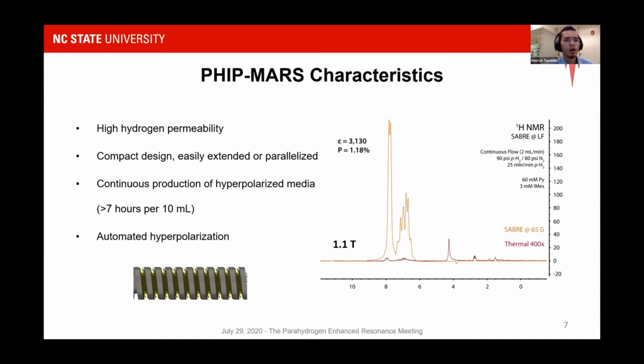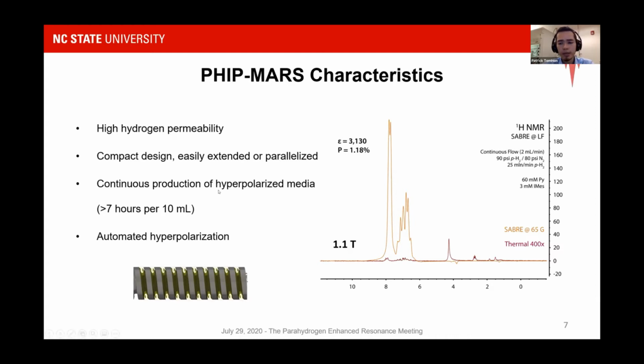And our design is very compact. The reactor shown on this slide is about 10 centimeters long and 2 centimeters in diameter, so it can easily fit within any solenoid or any shielding. We're actually getting smaller shielding so we can decrease the size of our system overall. And this design can be easily parallelized or extended just using longer fluoropolymer tubing lengths.